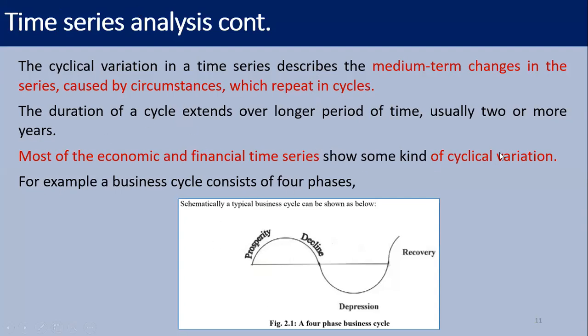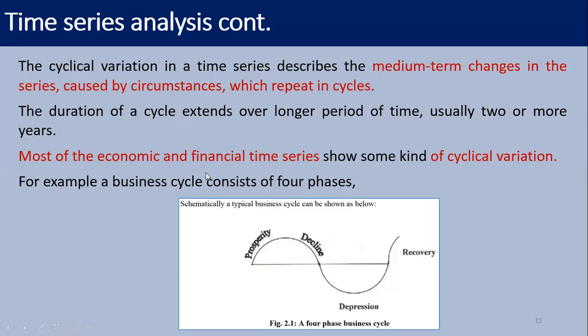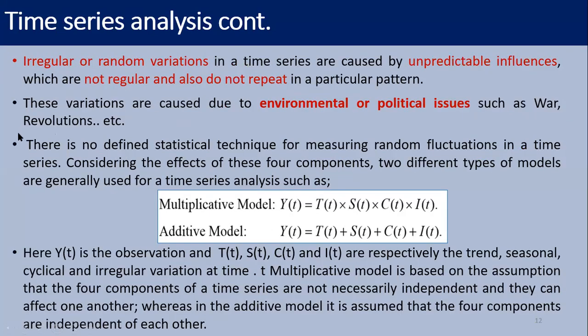Right, here you can also see some cyclical variation, how it happens. Likewise, there are some cyclic shapes. Then irregular or random variation. There are some irregular variations.